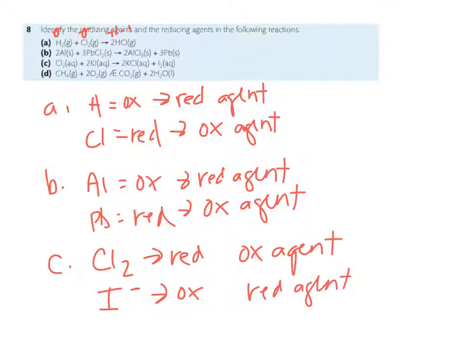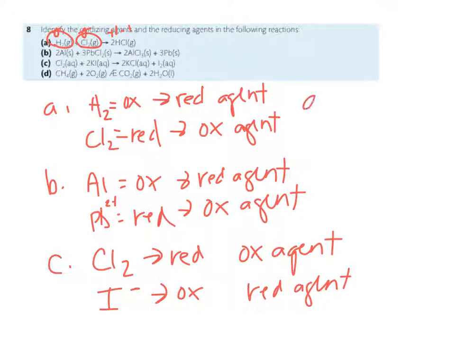And I need to go back up to A, B, and C. To be correct here, I actually have to say H2 and Cl2 are my oxidizing and reducing agents. I have to be specific about the species on the reactant side. It's never the species on the product side. It's the reactant that either gets reduced or oxidized. So my second one, Al, would be fine, but the Pb should be Pb2+. I should be clear that it's lead ion that's being reduced. Just like in C, it's iodine ion being oxidized.